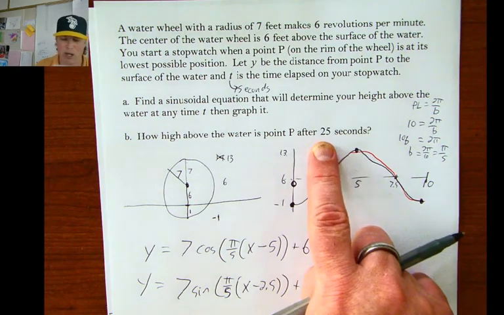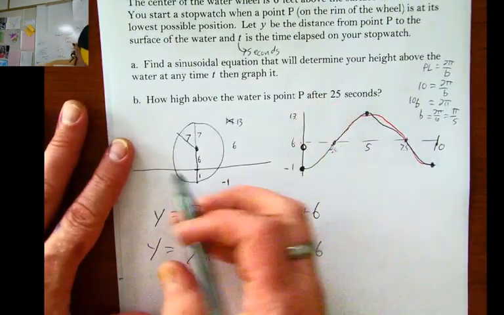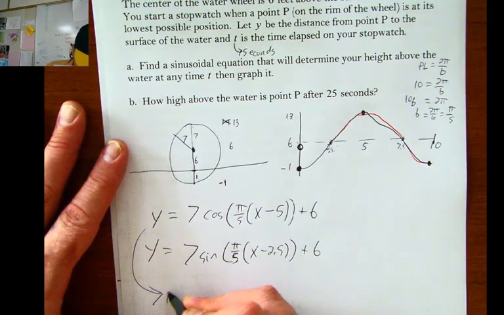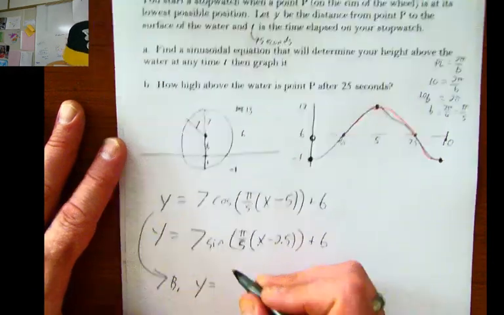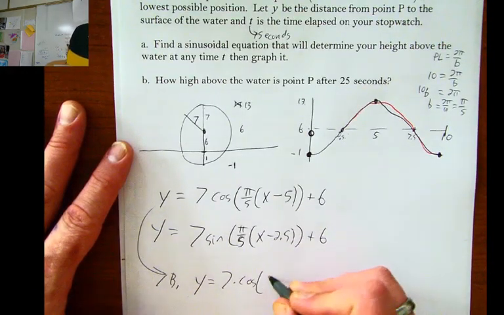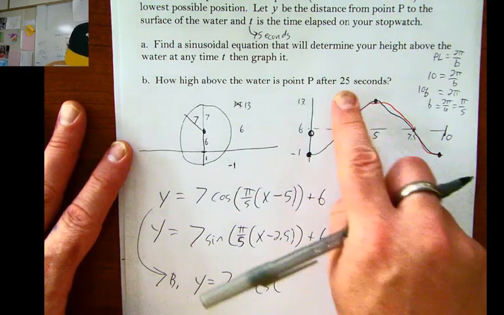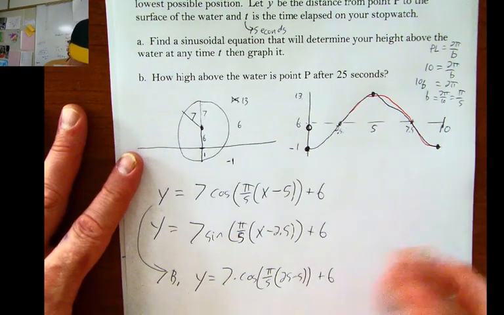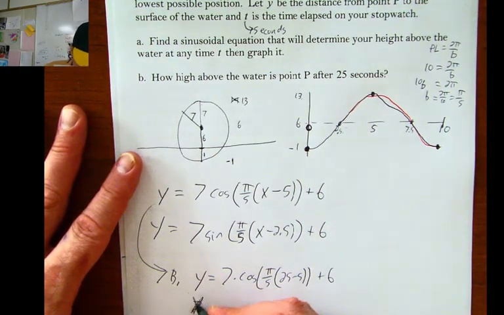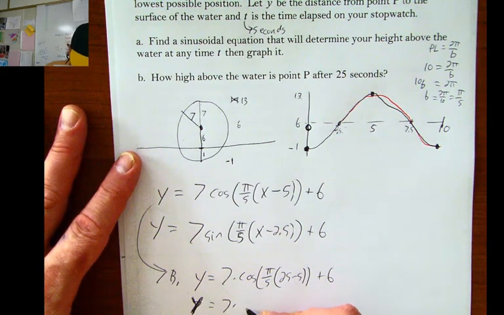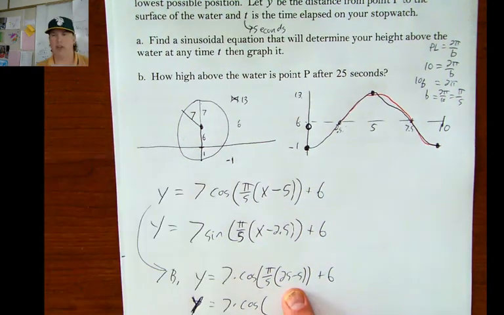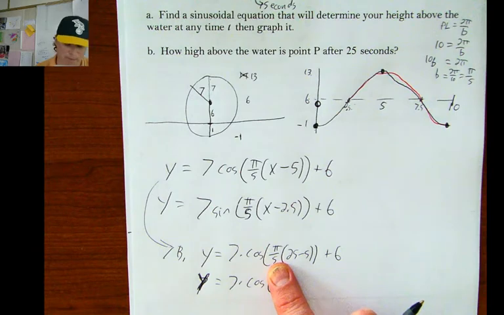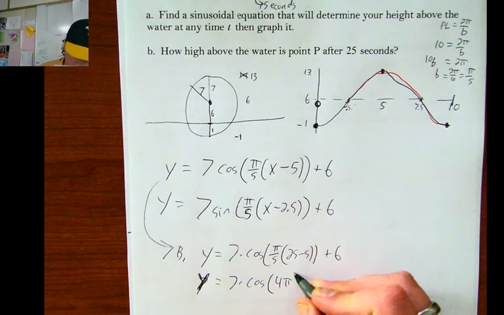In this case, we want to go 25, and I'm going to use this one that has the non-decimal answer. So part B, at 25, I have y equals 7 times cosine of pi over 5 times 25 minus 5, plus 6. All right, y, not 7. Y equals 7 times cosine of 25 minus 5, that's 20. 20 divided by 5, that's 4 times pi, 4 pi plus 6.